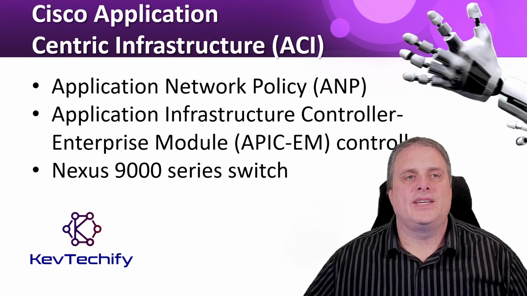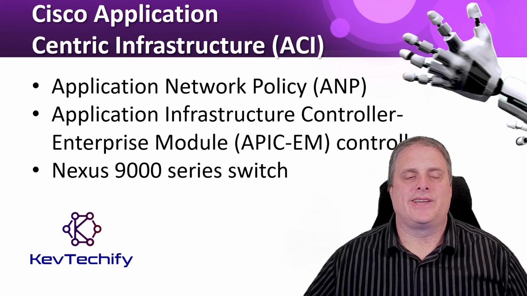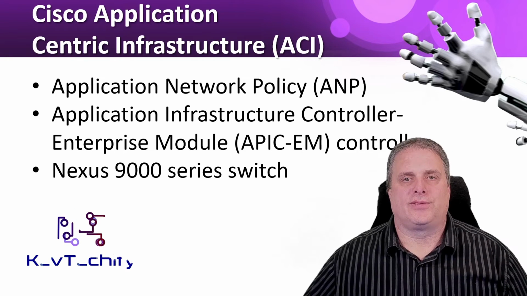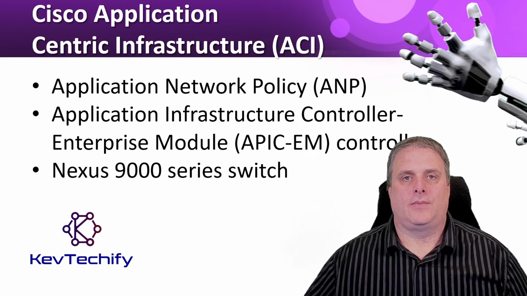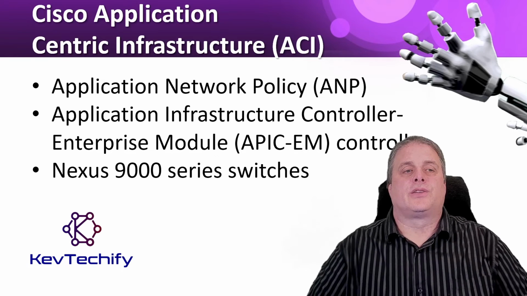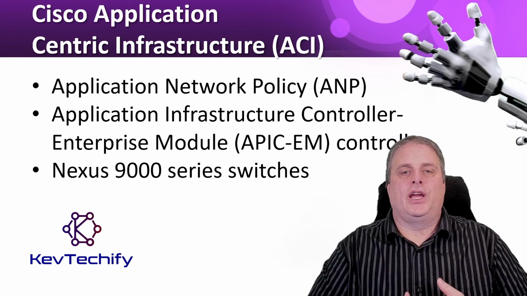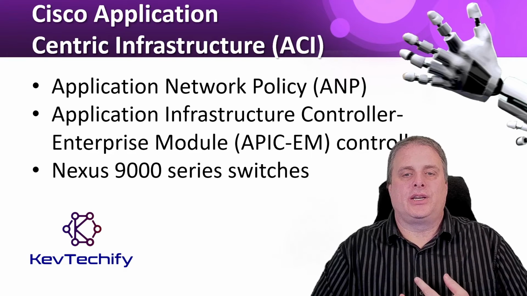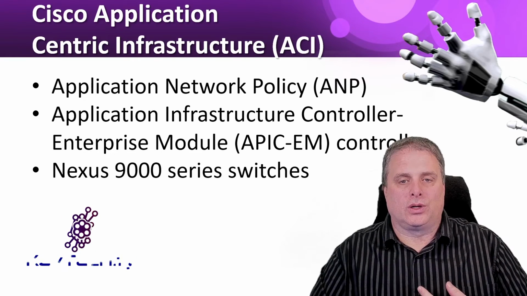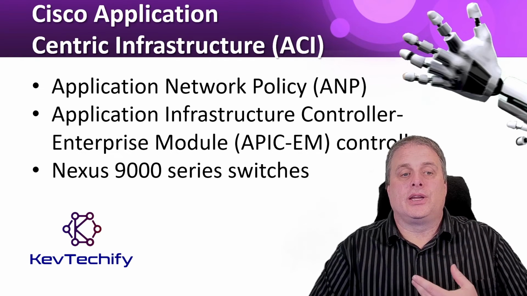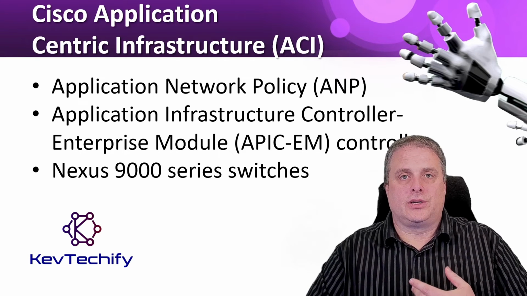The Cisco ACI, application-centric infrastructure, is Cisco's approach to software-defined networking and network controllers. It contains three things. First is the application network policy. Second is the application policy infrastructure controller, and in this case, the enterprise module. And the third thing is Nexus 9000 series switches.